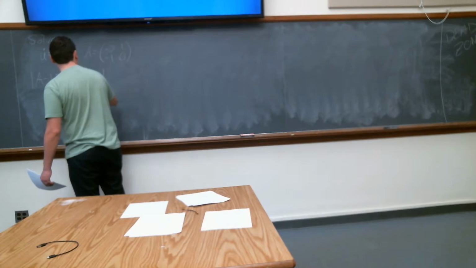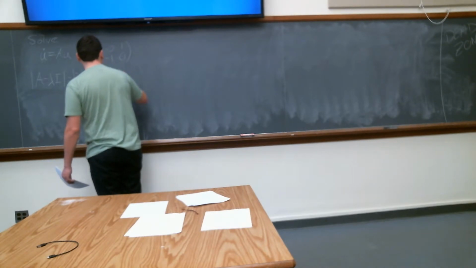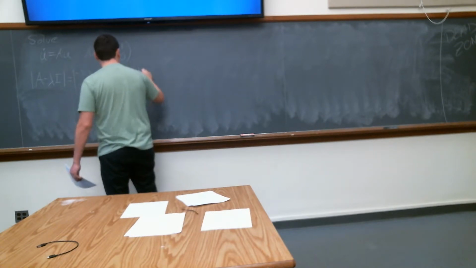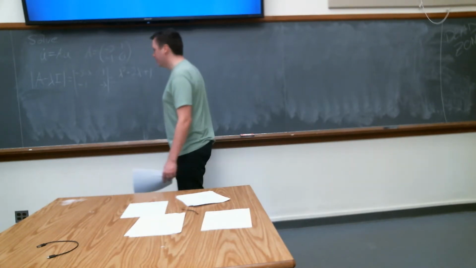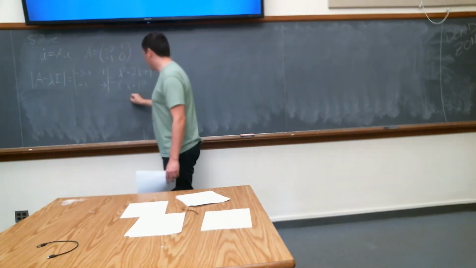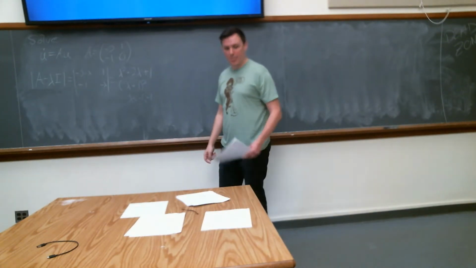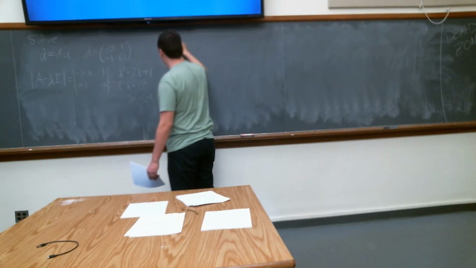Negative 2 minus lambda, 1, negative 1, negative 1 minus lambda, equals lambda squared plus 2 lambda plus 1, right? So that's lambda plus 1 squared. So we get this repeated eigenvalue with multiplicity of 2. So we'll put this back in, we'll find our eigenvector, so we get what? A plus I.